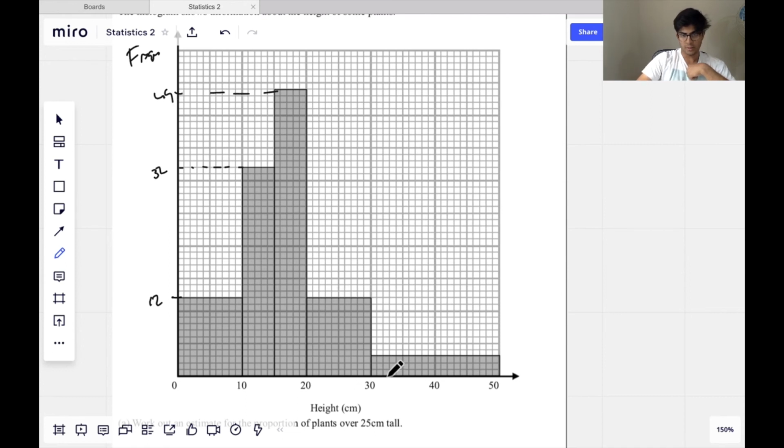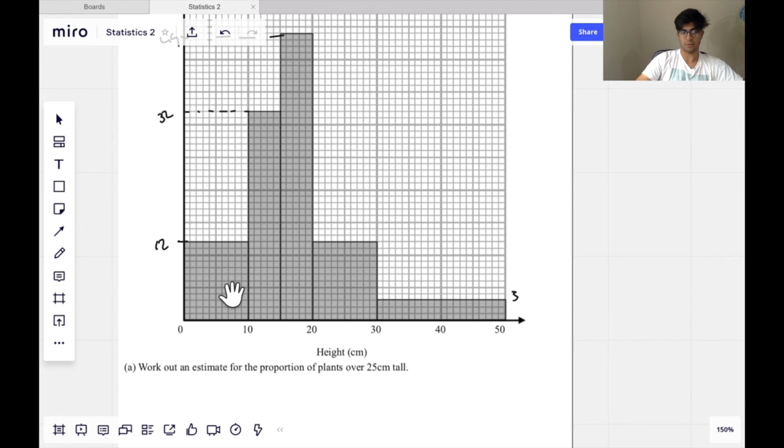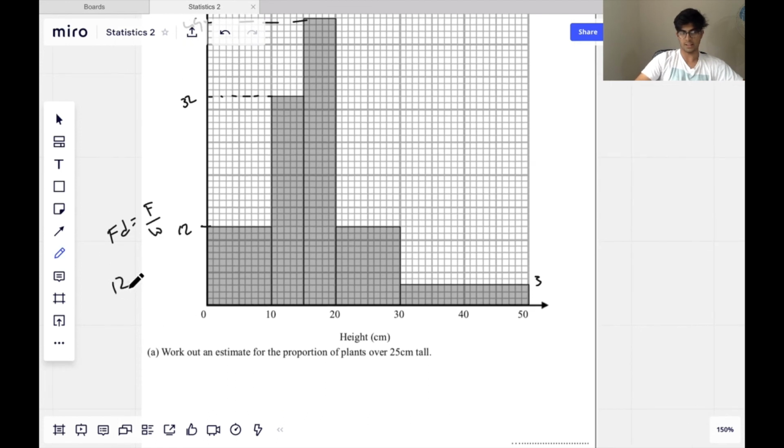This is 12 again, and this is 1, 2, 3. Now it's kind of worthwhile doing the areas for each of these to find the frequency. So this is the frequency density, right? FD is equal to frequency over width. We've got the frequency density as some value, right?